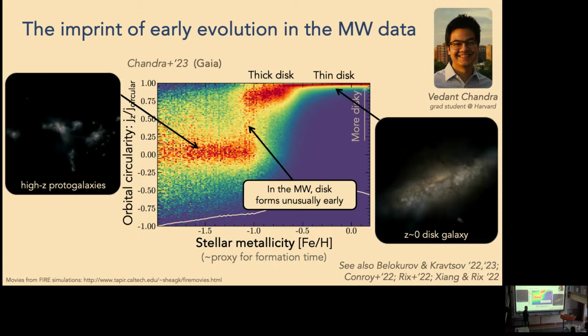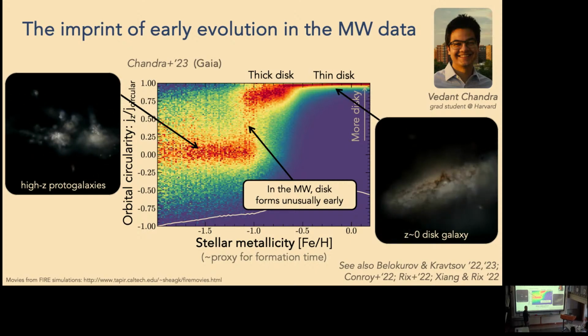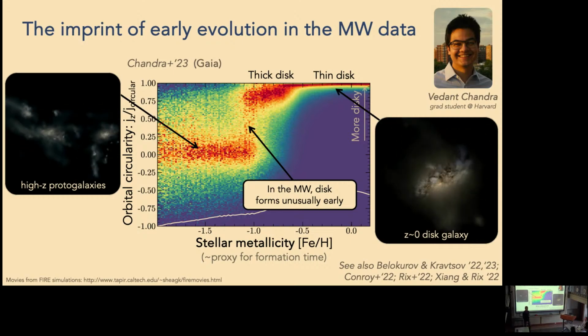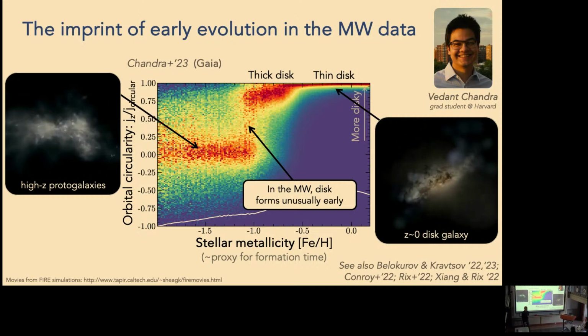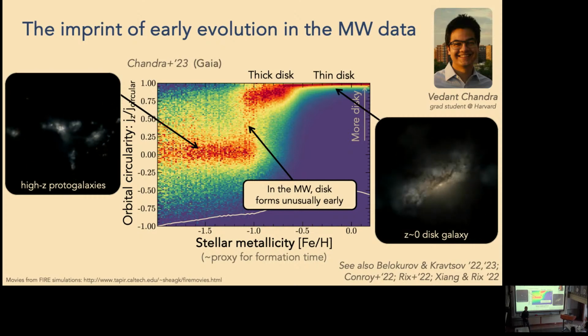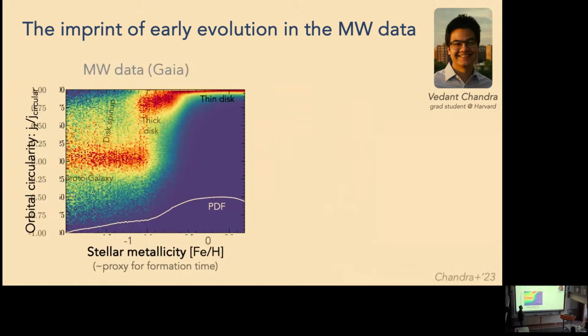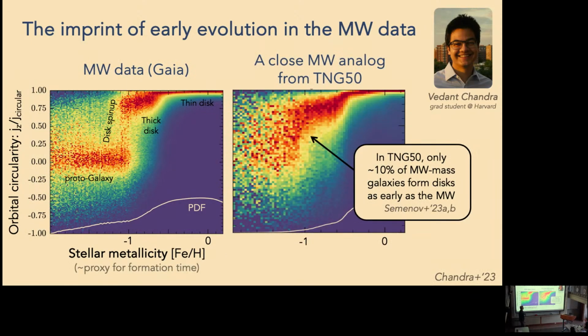And in the Milky Way, this transition, this disk spin-up, happens unusually early, which is kind of reminiscent of these abundant disk galaxies in the early universe. It can also reflect the unusual mass assembly history of the Milky Way. So for example, in cosmological simulations like TNG, roughly 10% of Milky Way mass disk galaxies form disks as early as the Milky Way. And in fact, we were able to find one that resembles the Milky Way very closely. This one is from the TNG simulation.